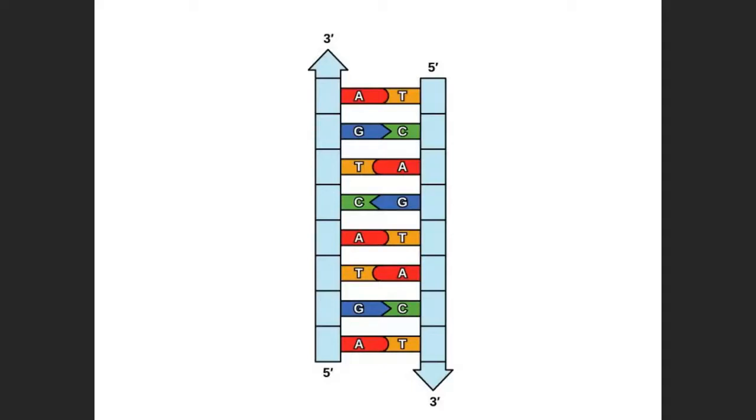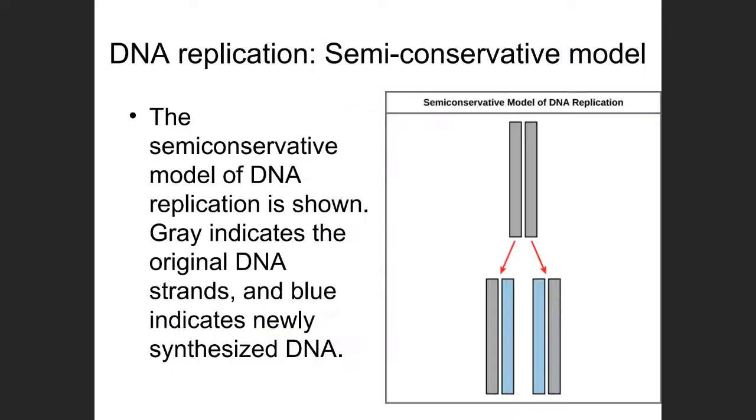And as I said, there's this 3' end and this 5' end. And that's really just telling you which direction the sugars are going in and the phosphate coming off that sugar. So that's the backbone. And A is always paired with T and G is always paired with C. So now the replication of DNA is called semi-conservative.